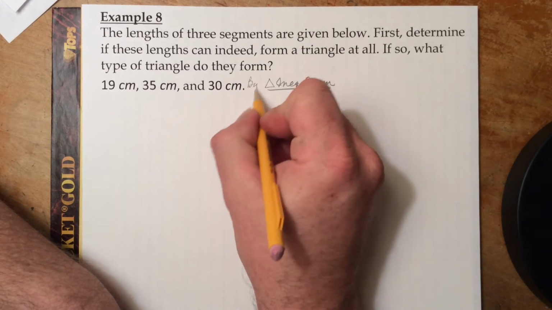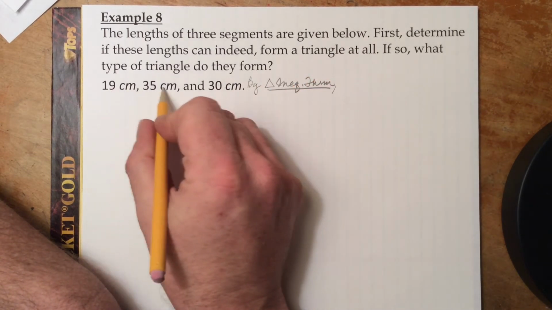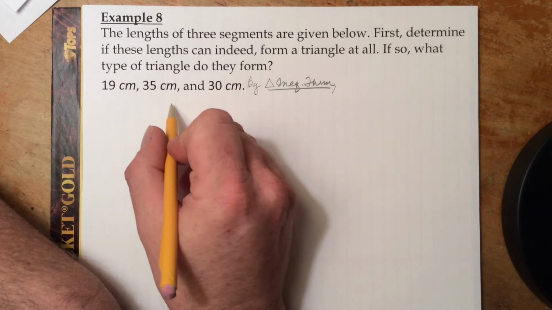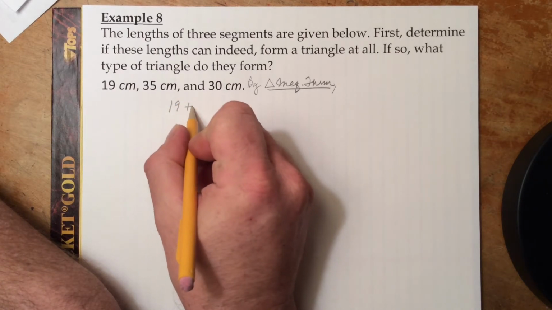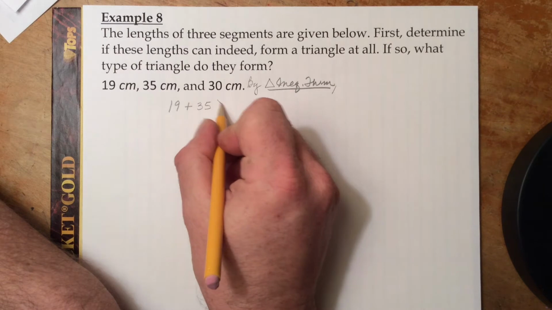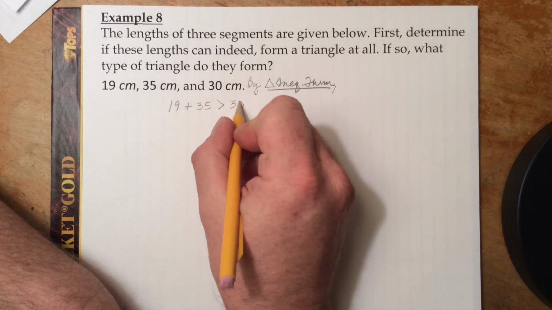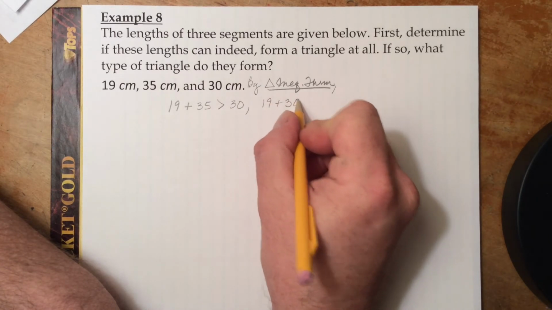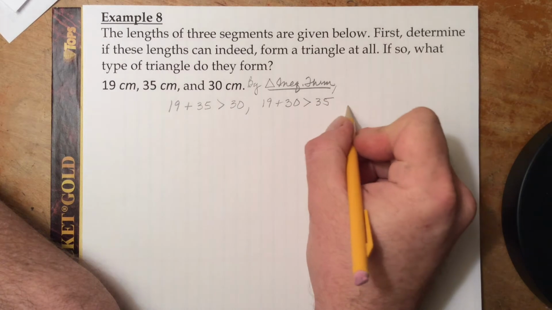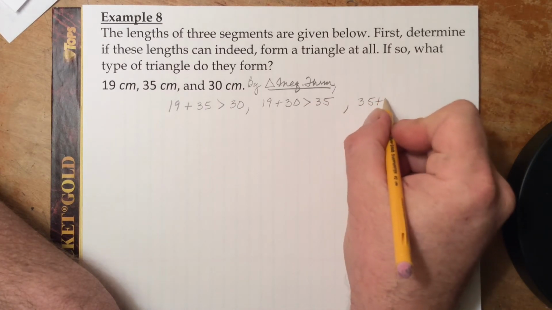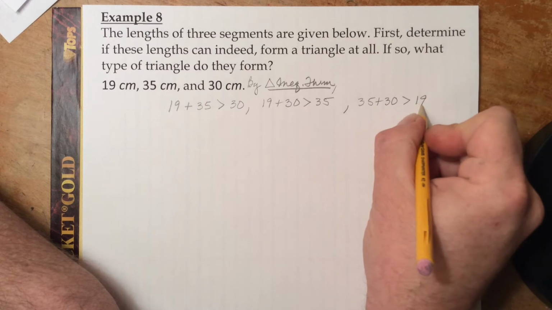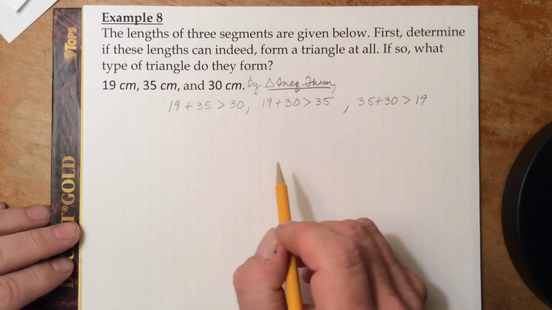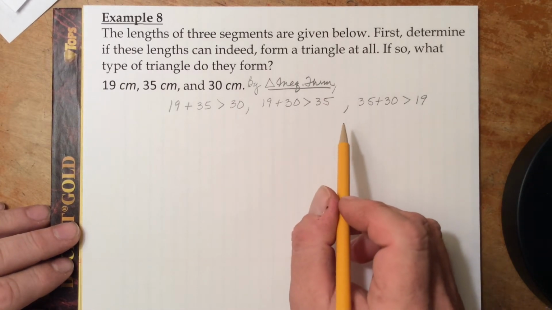By the triangle inequality theorem, we're going to take combinations of the sum of each 2 and compare it with the third one. Remember, the theorem says that the sum of 2 of the sides has to be greater than the third side. So there's our first one. And then another combination, 19 plus 30 has to be greater than 35. And our third combination, 35 plus 30, has to be greater than 19. As we go through each one of these, even if just one doesn't work, then we cannot form a triangle. If all three work, we have a triangle.